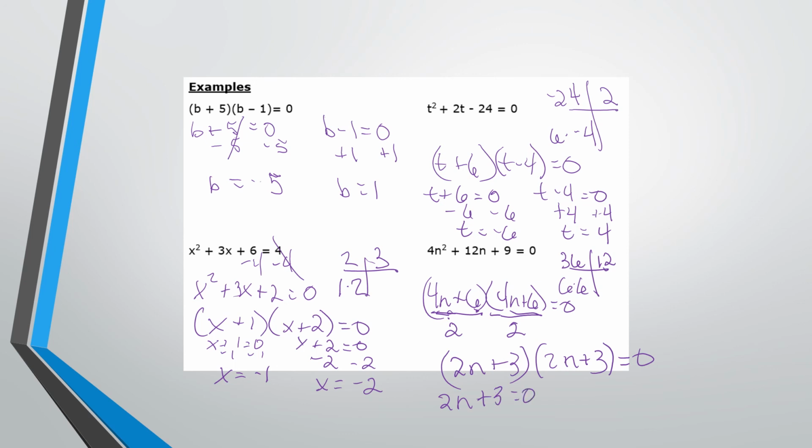Same thing, so I can do it just once. Subtract 3 from both sides. I get 2n equals negative 3. And then divide everything by 2. So n is going to equal negative 3/2. And there's just one solution to this one.